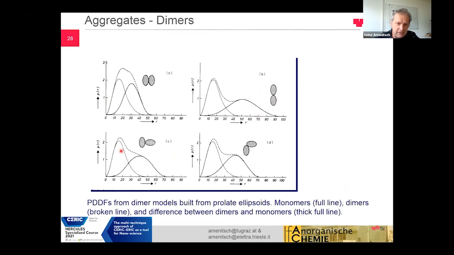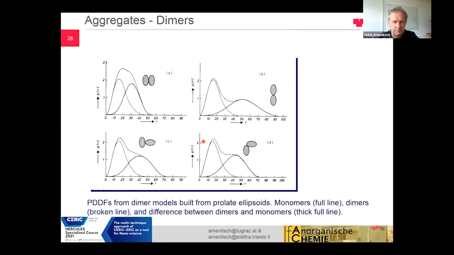But you see here, this would be the monomer. This would be the overlap integral of the dimer. So you see, this is clearly visible in the pair distance distribution function. If you look at the intensity, there would be almost no difference. There are subtle differences in the intensity pattern, but very distinct differences in the pair distance distribution function.